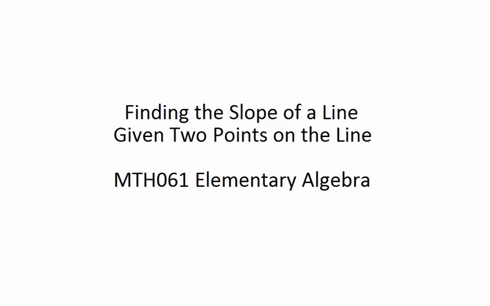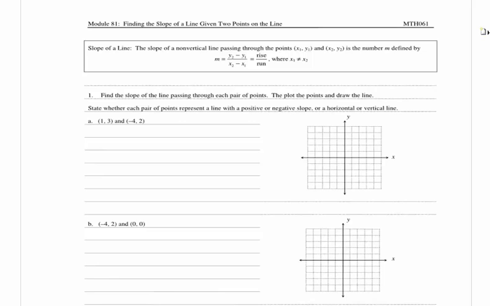In this video, we're going to be finding the slope of a line given 2 points on the line. In 1, it says, find the slope of the line passing through each pair of points, then plot the points and draw the line. State whether each pair of points represents a line with a positive or negative slope or a horizontal or vertical line.